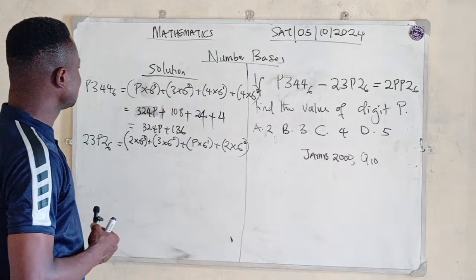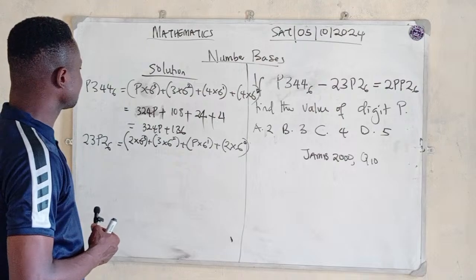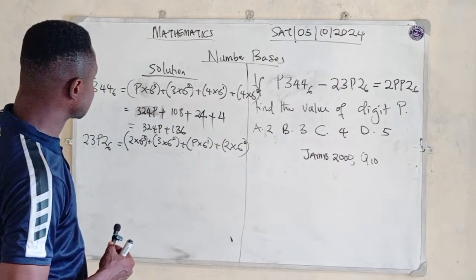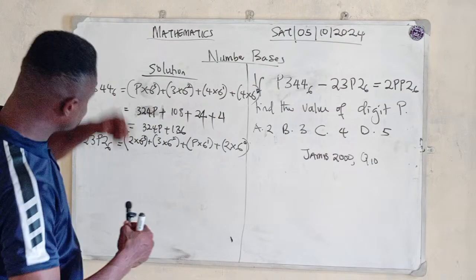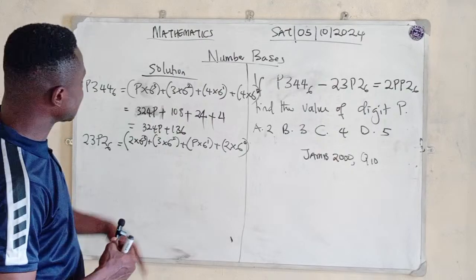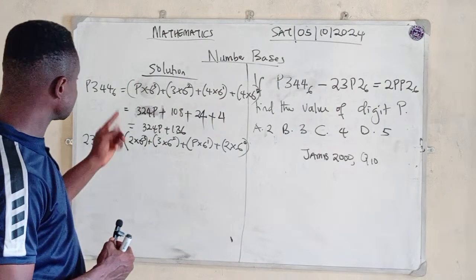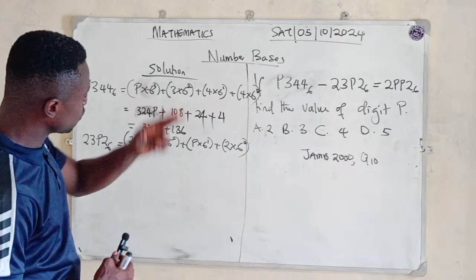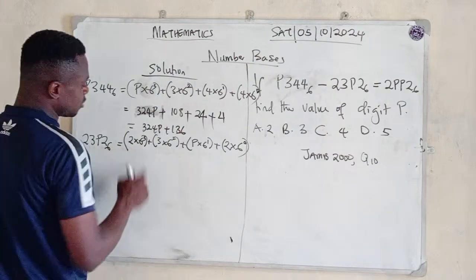Wait, 6 raised to the power 3. 6 times 6 is 36. 36 times 6. That's 6 times 6 times 6. Okay, that is correct. So 6 raised to power 3 is 324.